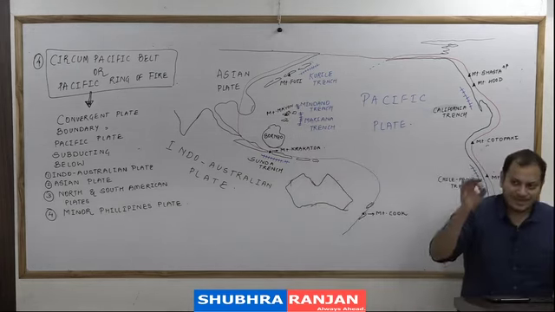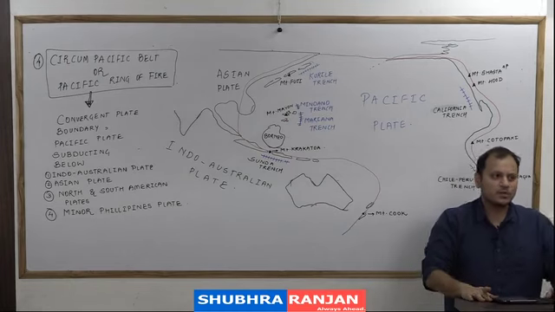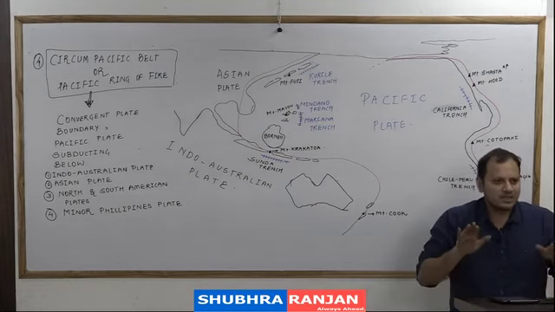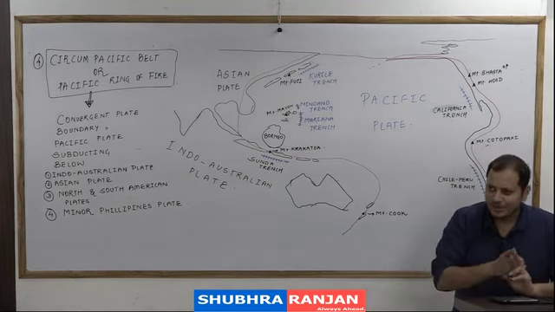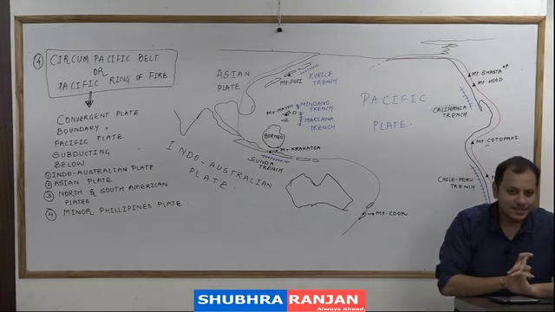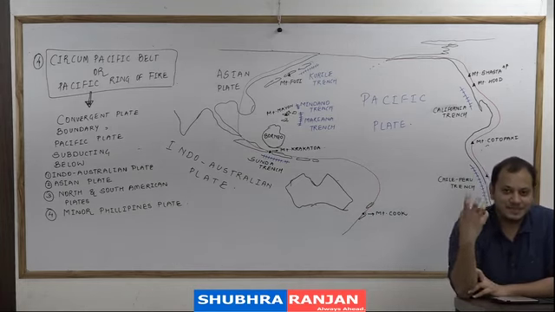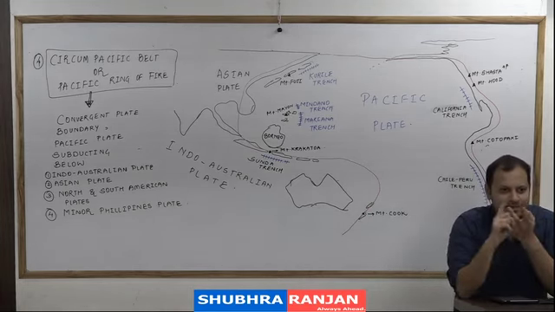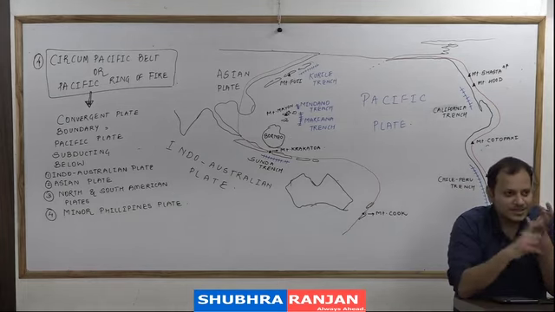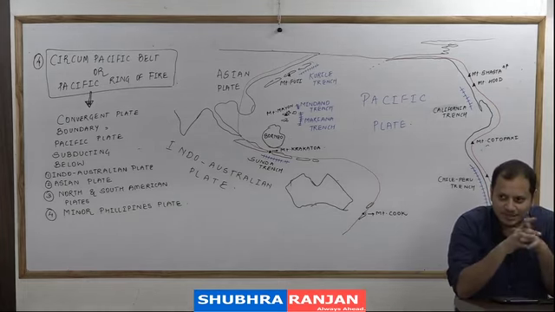Because later, when we study, Japan is the only country in the world which has neither iron ore nor coal, and still it is the center of heavy industries. Suzuki, Mitsubishi, all these heavy industries are located in Japan.